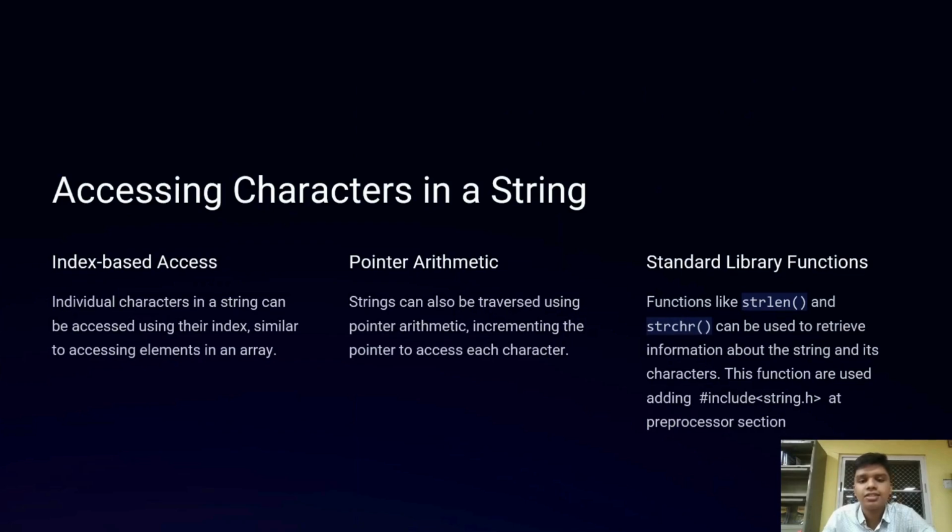Next, accessing the characters in a string, which is index based. We can take a character using the index of the string. If the string is Ram, R is index 0, A is 1 and M is 2. A string can also be traversed using pointer arithmetic and string library functions. We can find the length of the string or substring, and perform operations on the string using the standard library functions.